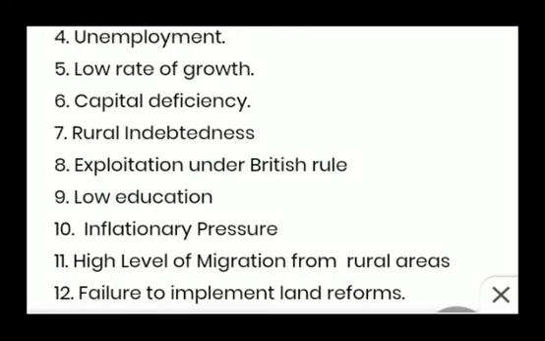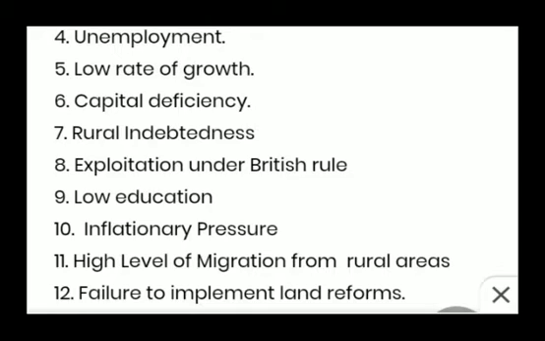Rural indebtedness. A large number of people residing in the rural areas are in debt. They are unable to meet their basic economic activities and needs on a daily basis. They take loans from informal agents, and inability to repay the loan leads them into a debt trap, making them poorer than before.